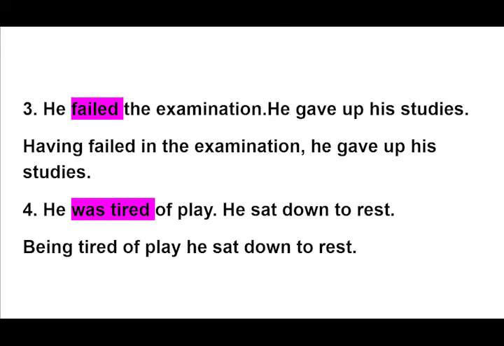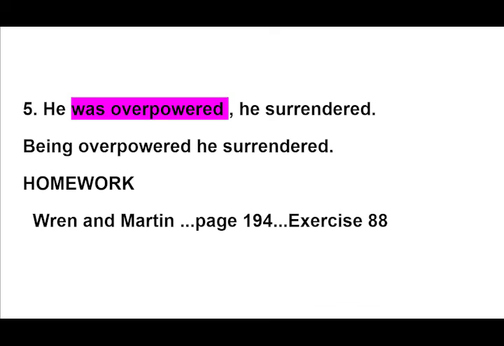Look at the next sentence. He was tired of play. He sat down to rest. Now we add being: being tired of play, he sat down to rest. Look at the last sentence. He was overpowered, he surrendered. Being overpowered, he surrendered. So remember one thing, children, when it is, am, was, were, these verbs change to being. I repeat, am, is, was and were change to being.